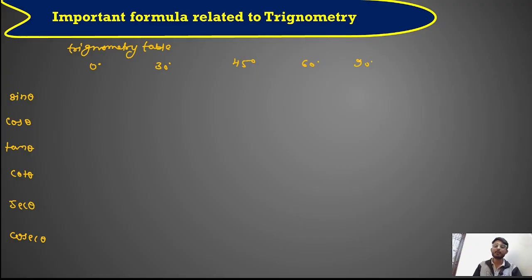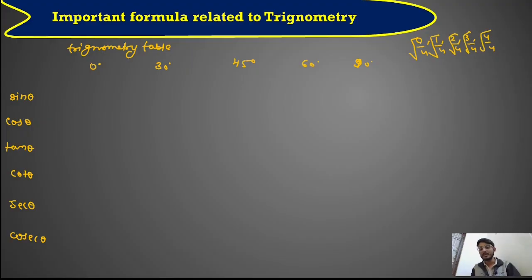So basically, to find the value of sin theta at 0, 30, 45, 60 and 90, you have to learn this trick. You have to write the numbers from 0 to 4: 0, 1, 2, 3 and 4, divide all these numbers by 4, and find the square root of each.